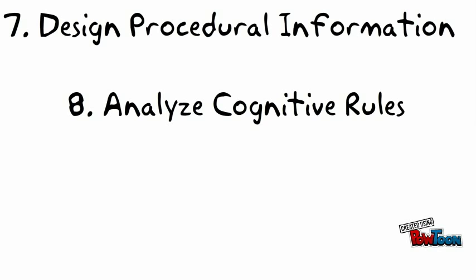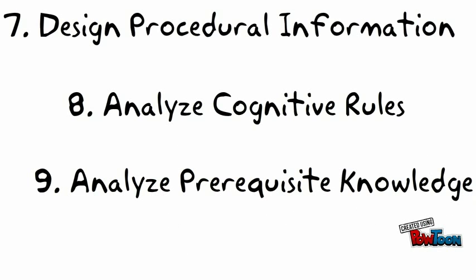The three steps of the procedural information component involve connecting units of procedural information while providing just-in-time info on how tasks should be carried out, identifying the condition-action pairs that drive routine behaviors, and analyzing the knowledge that is prerequisite to correct use of cognitive rules.